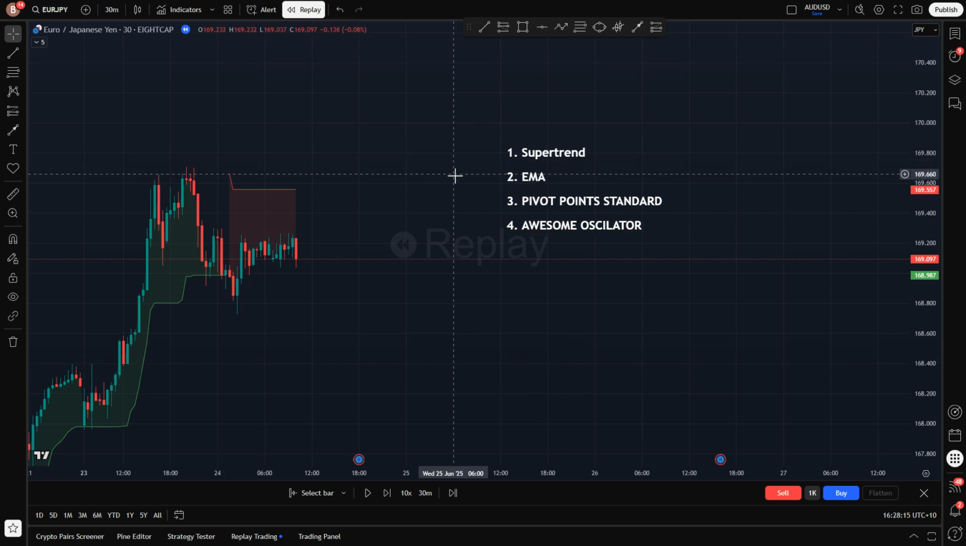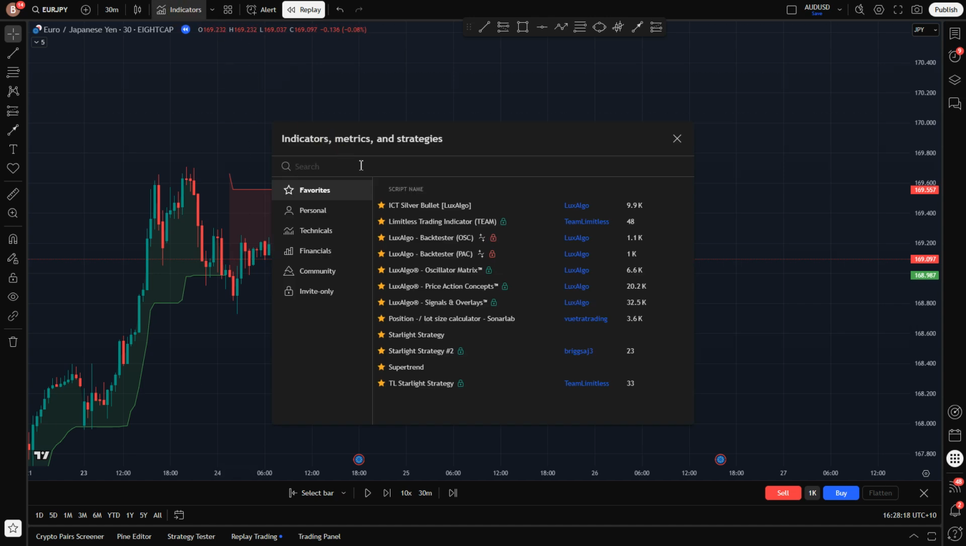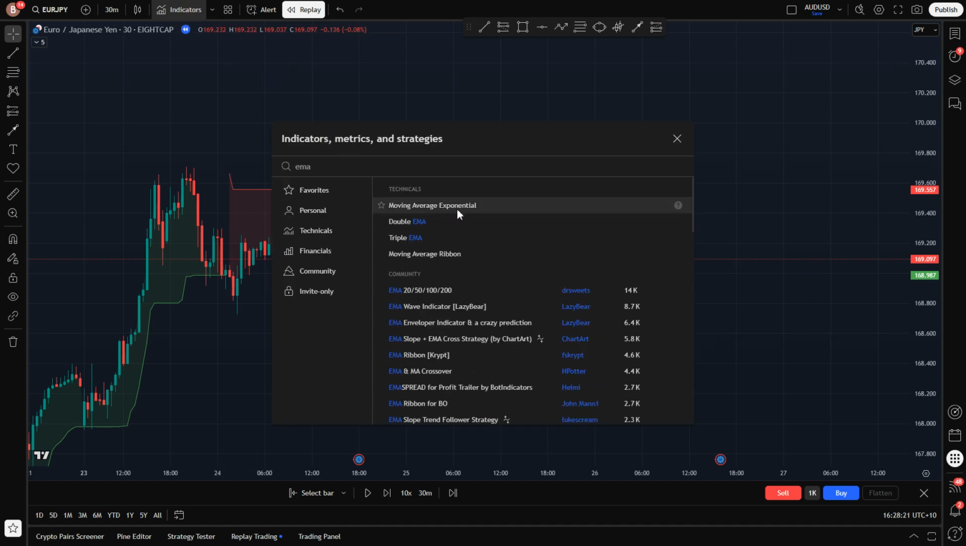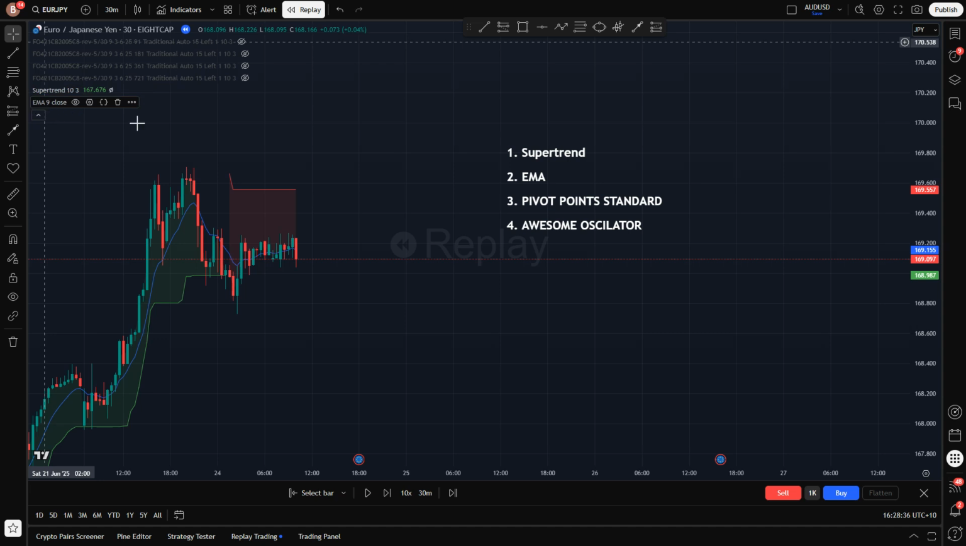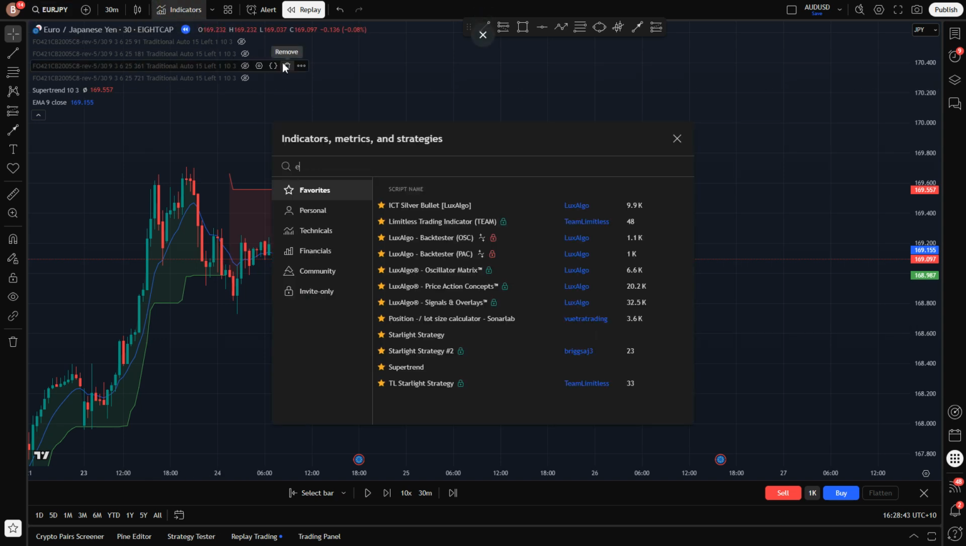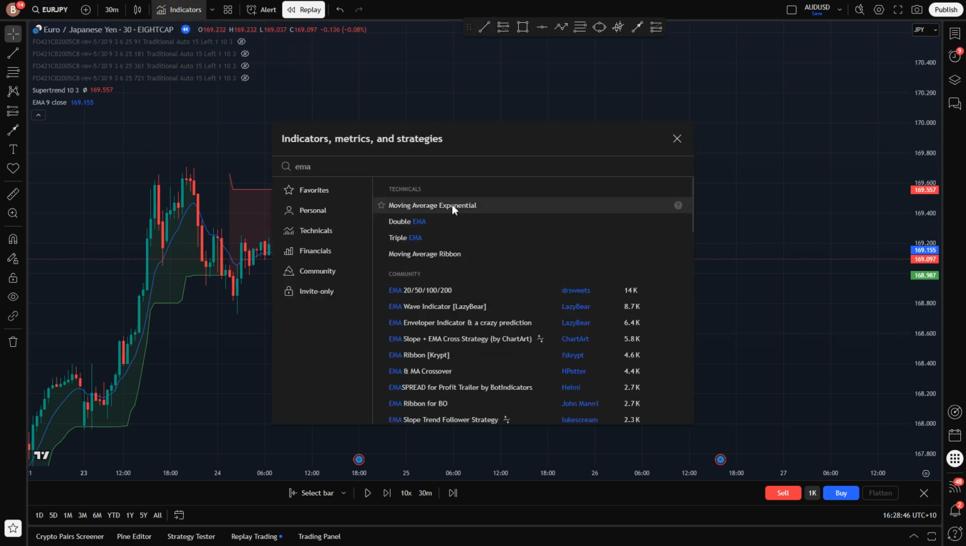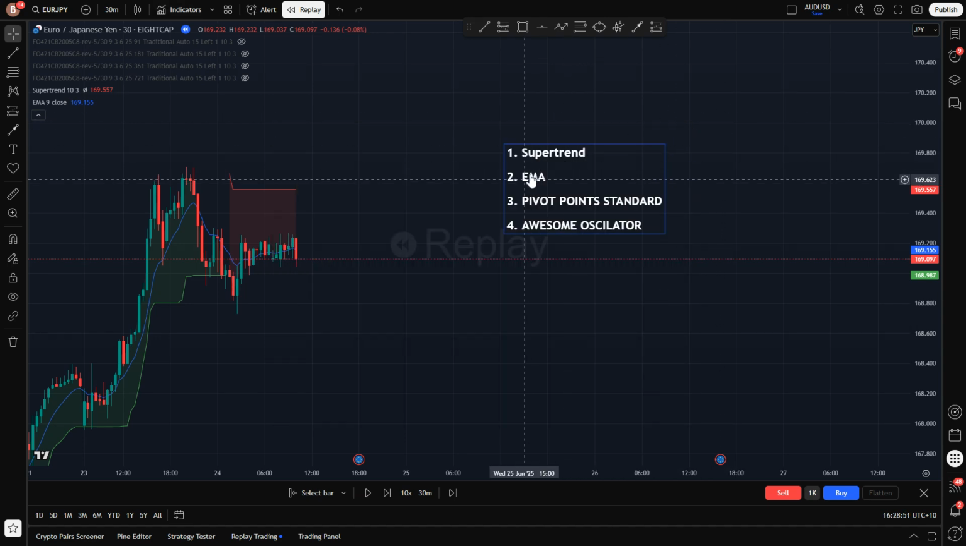Super simple, super easy to understand. Then we've also got the EMA, or the moving average exponential. Don't ask me why it's called moving average exponential on the indicators list, yet it is the EMA. Because if I click on this, guess what? It says EMA. I don't know why TradingView has done that. Great way to confuse new traders, TradingView. But it is called the EMA, the exponential moving average.